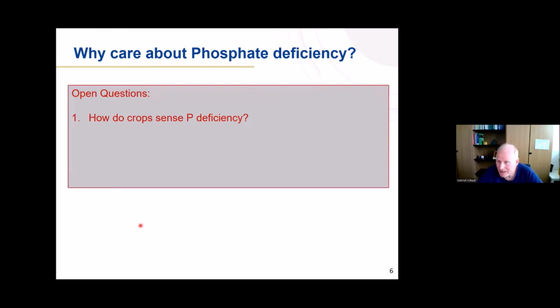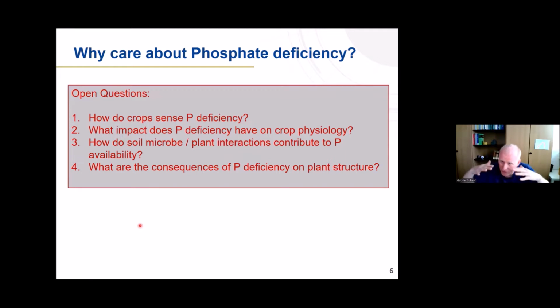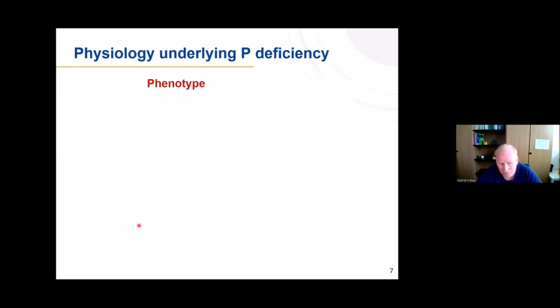In order to meet these goals, there are a number of questions that have to be addressed. First of all, how do crops sense P deficiency? Second, what impact does P deficiency actually have on crop physiology? How do soil-microbe-plant interactions contribute to P availability? And what are the consequences of P deficiency on plant structure? I will go through these points because we will touch on them with different sub-projects of our Open Call 2 projects here. And the last point, what are the consequences of P deficiency on plant function?